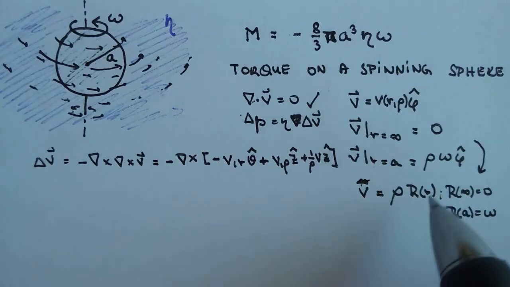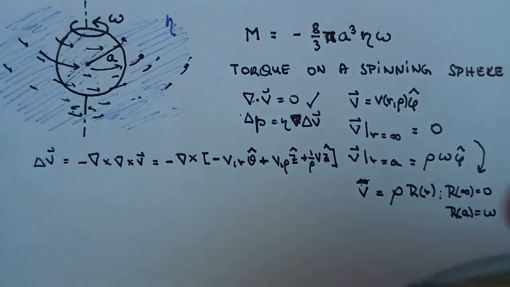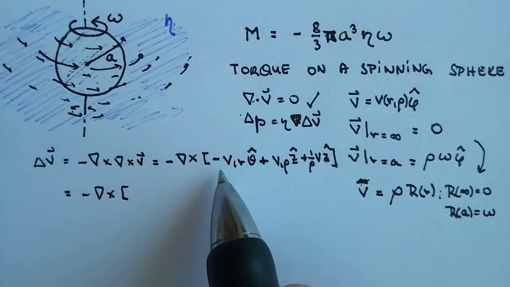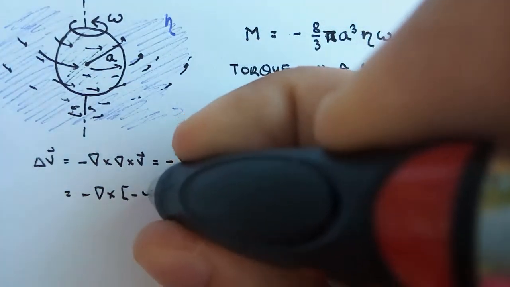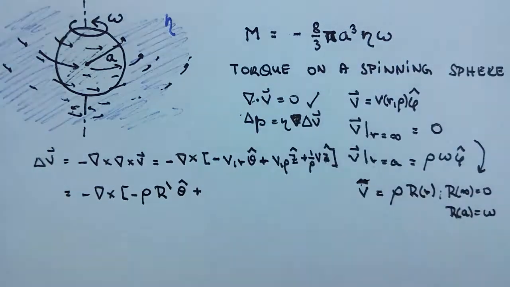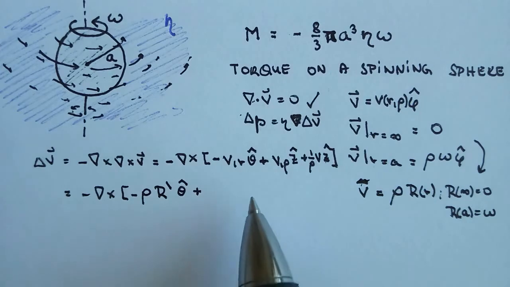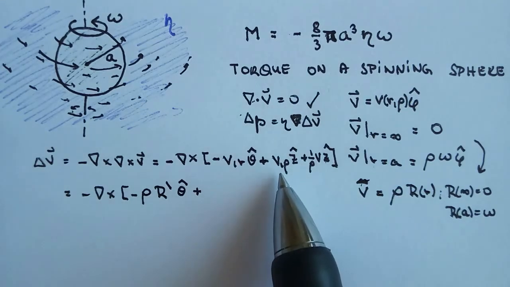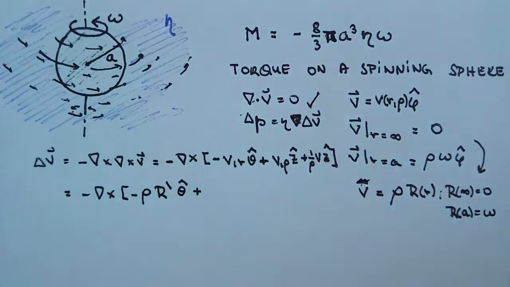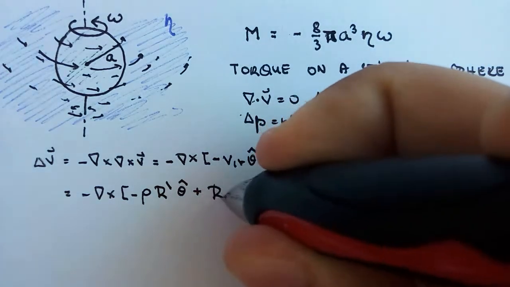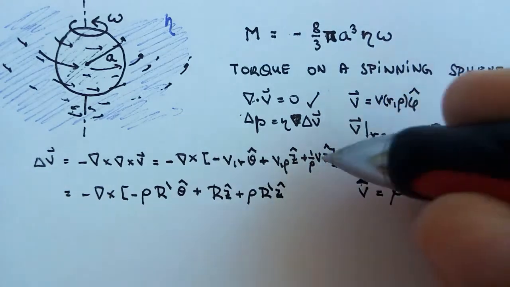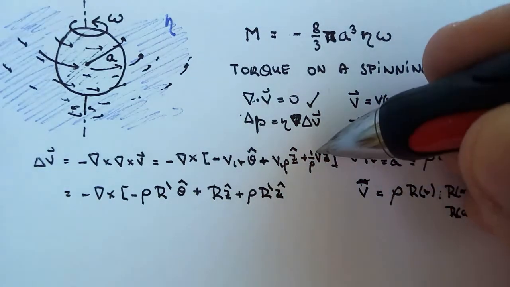So let us substitute in this form of v. So this is going to be minus v, and there is a derivative with respect to r, so that's minus rho r prime theta hat, plus v with respect to rho, which is r times z hat, plus rho r prime z hat, and there is 1 over rho times this, which is 2 times this.